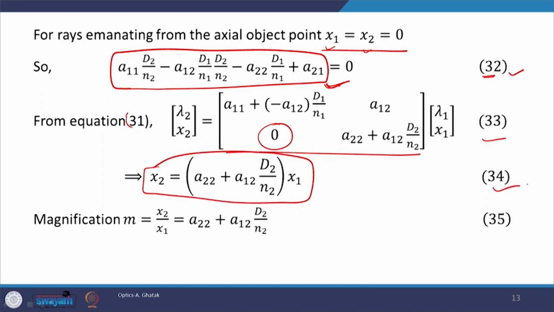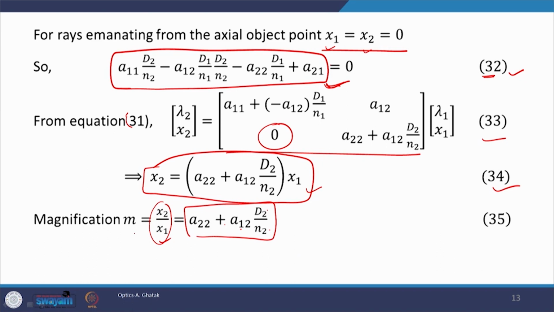Now, let us again calculate as we did previously. Let us again find the expression for magnification, which is equal to x2 by x1, the height of the image to the height of the object. This ratio is magnification. Now, from equation 34, if you calculate x2 by x1, then you get this expression, which is a22 plus a12 into d2 by n2. This is the expression for magnification.